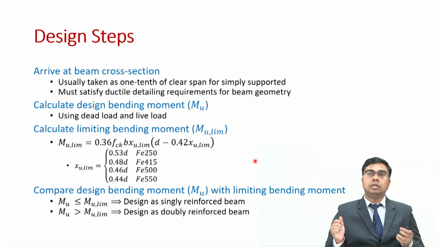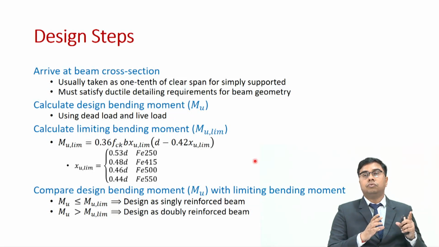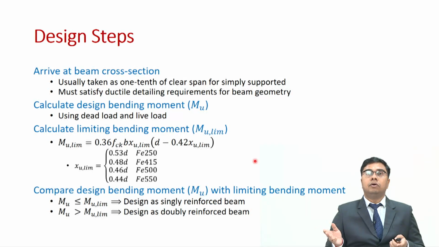The beam cross section is usually taken with the depth as 1/10 of the clear span, typically for a simply supported beam or a beam in a moment resisting frame and so on. However, it must satisfy the ductile detailing requirements which we discussed for beam geometry in this class. Then we will calculate the design bending moment using dead load and live load, and then we will calculate the limiting bending moment, MU limiting.